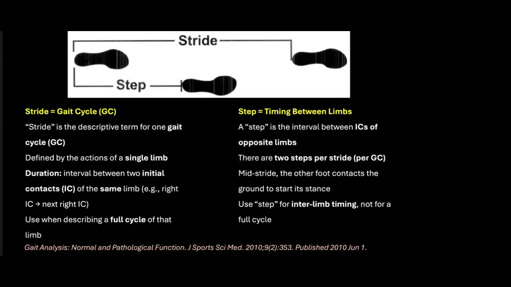So I want to emphasize the difference between stride and step. Stride is the descriptive term for one gait cycle, whereas step is the interval between the initial contact periods of opposite limbs. The interval between the two initial contacts of the same limb is called a stride or a gait cycle. So, gait cycle is a stride, whereas a step is between the initial contacts of opposite limbs. So, these two cannot be used interchangeably, is what I want to say.